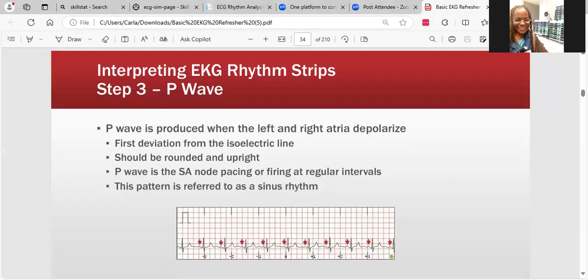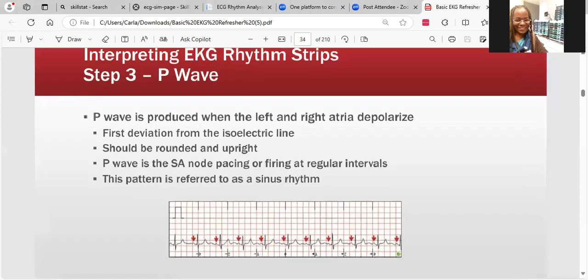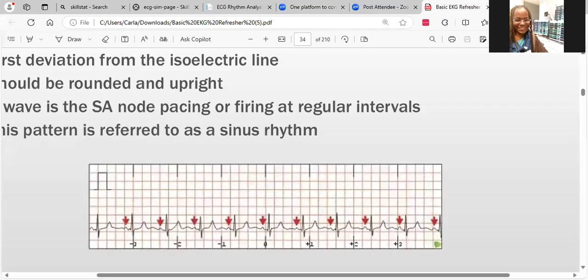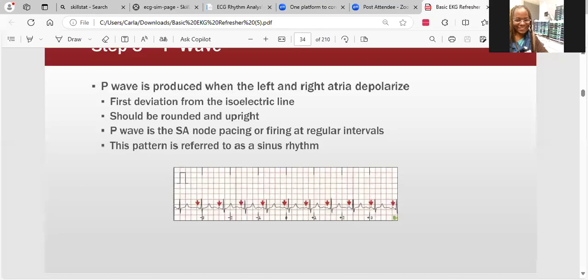The P wave needs to be there for all QRS complexes, or it's not considered a sinus rhythm. So we have our P followed by a QRS complex, another P followed by a QRS complex, so on and so forth. This makes a rhythm sinus.